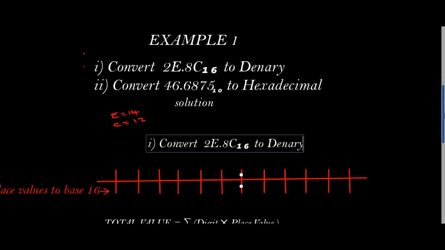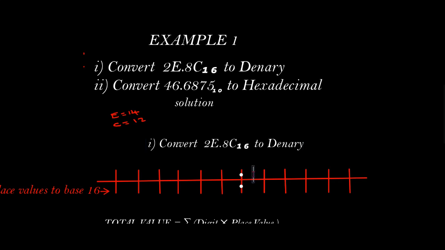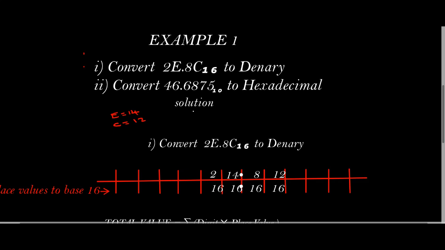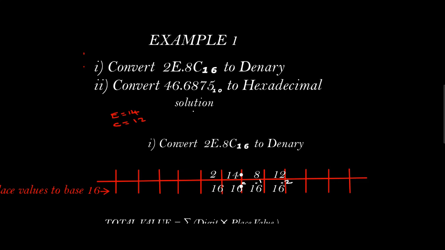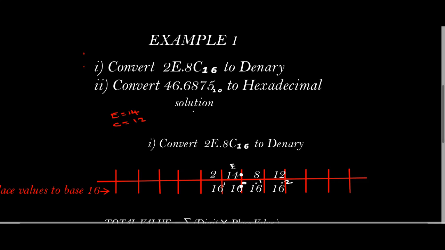So number 1 there, you've been told to convert 2E.8C to base 16. So on the decimal side, we have 8C. Remember C is 12, and the first digit from the whole side is E, and E is denoted as 14, as we've seen earlier, then 2. So the base is 16. In our case, that number system is to base 16. So in the place values, you put the base. Then on the decimal side, we have raised to -1, raised to -2. The whole side, we have raised to 0, raised to 1. Remember, the decimal side, the index starts from -1. The whole side, the index starts from 0.